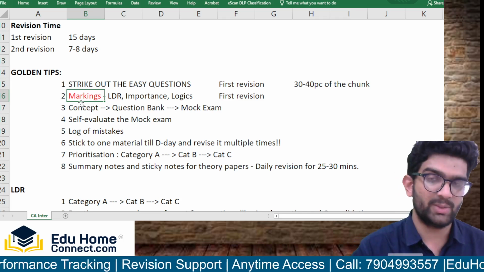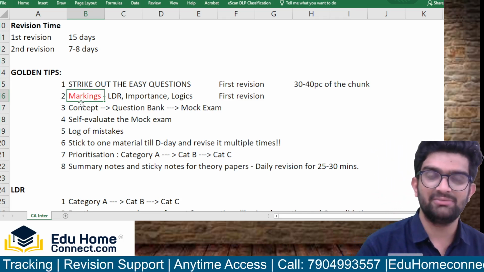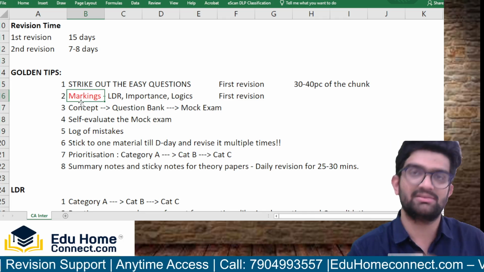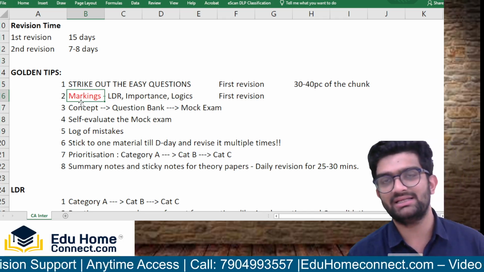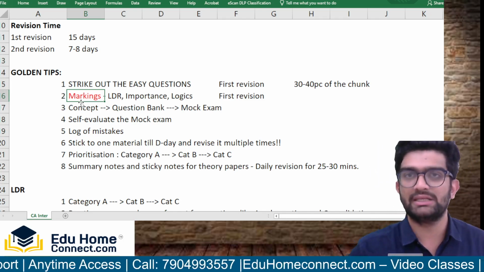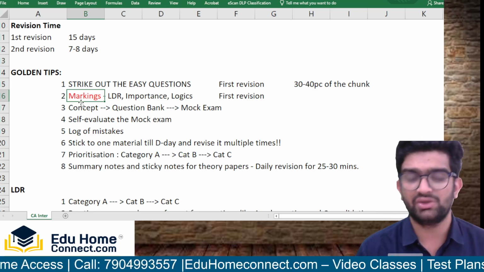You can divide questions into category A, category B, and category C, and you have to mark them in your concept book and in your question bank. Okay, this topic is a category A topic. I have to revise it multiple times. This question is a category C question. I can choose to revise it only once or twice and choose to ignore it in the subsequent revisions. So that's the use of markings.